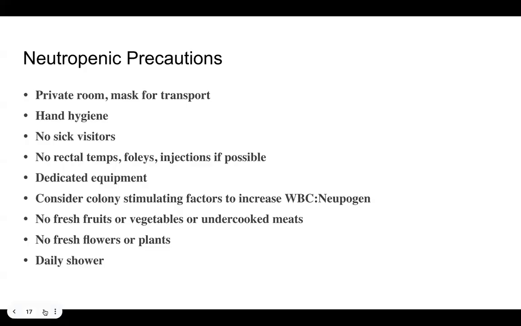We do not do rectal temps, Foley catheters, or injections, if at all possible, on these patients. They need to have dedicated equipment. In other words, we're not going to bring the blood pressure machine into the room. They're going to have their own dedicated blood pressure cuff and all their own equipment in their room that's going to be used solely on them. And we want to encourage factors to increase the WBCs, such as Neupogen. These patients cannot have fresh fruits or vegetables or any undercooked meats. No fresh flowers or plants, and they need to be encouraged to shower daily.